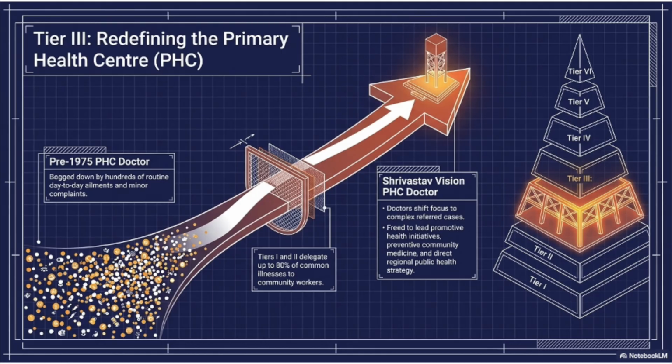Before 1975, the PHC doctor was bogged down by hundreds of routine day-to-day ailments and minor complaints. Under the Shrivastav vision, Tiers 1 and 2 were designed to delegate up to 80% of common illnesses to community workers. This freed the PHC doctor to shift focus toward complex referred cases and to lead promotive health initiatives, preventive community medicine, and direct regional public health strategy.